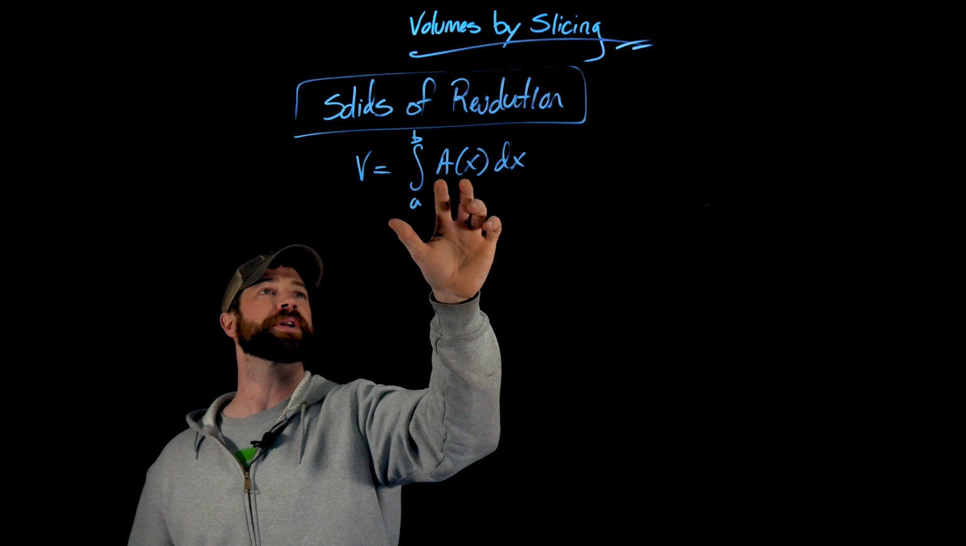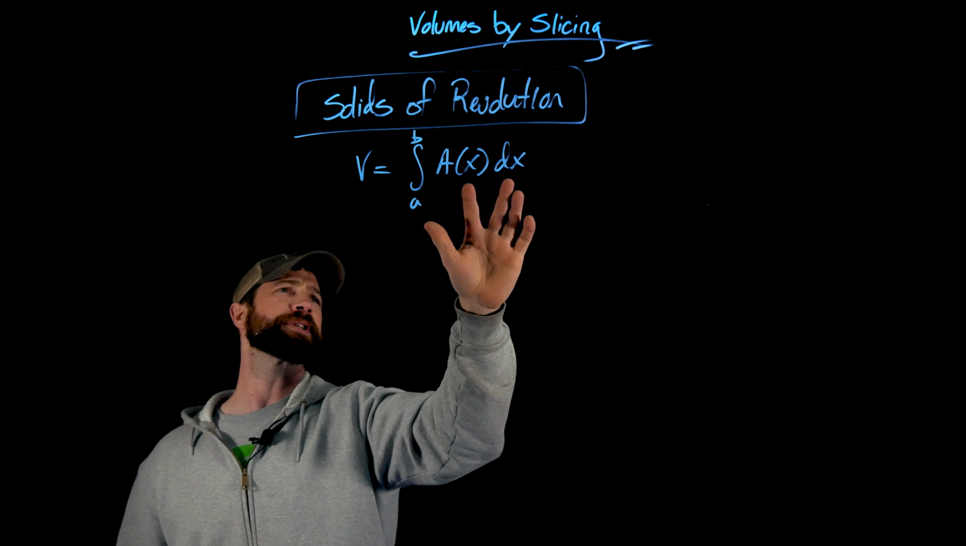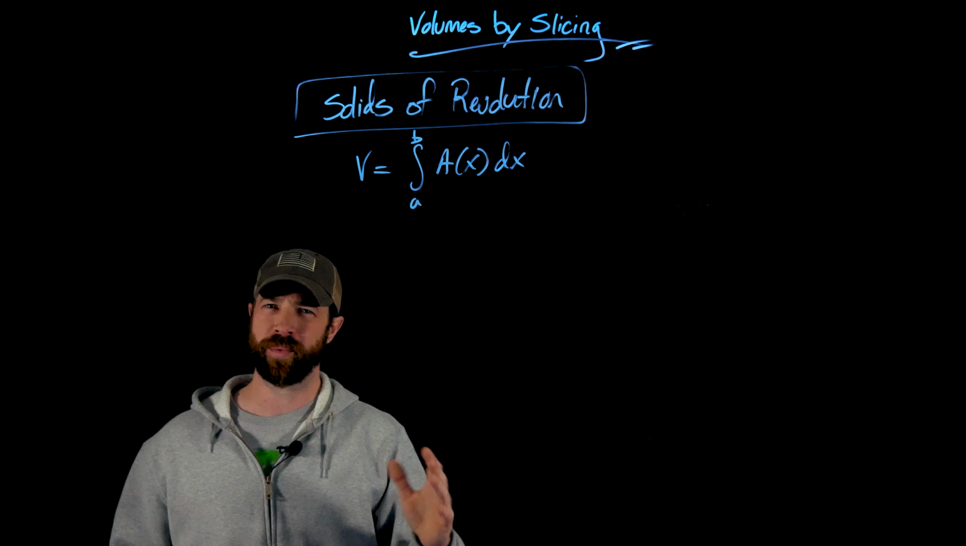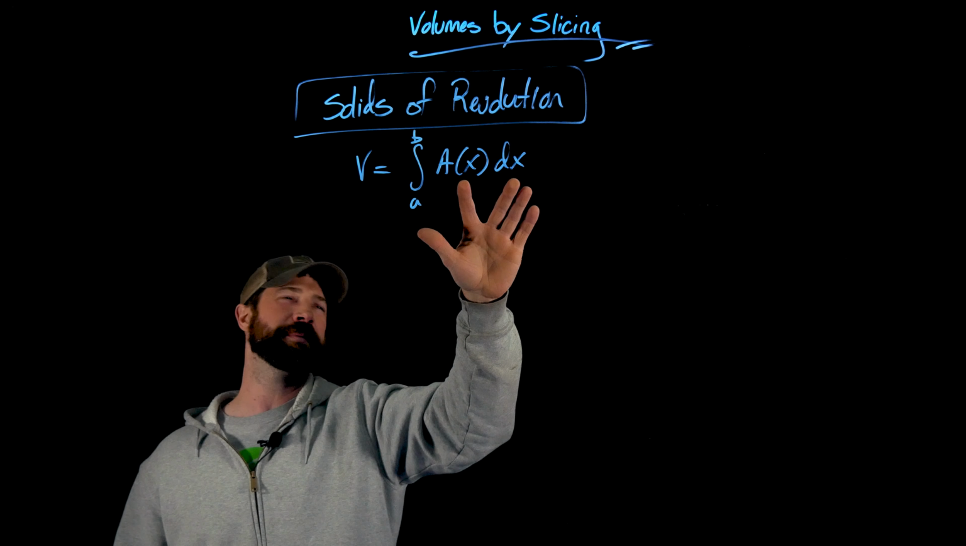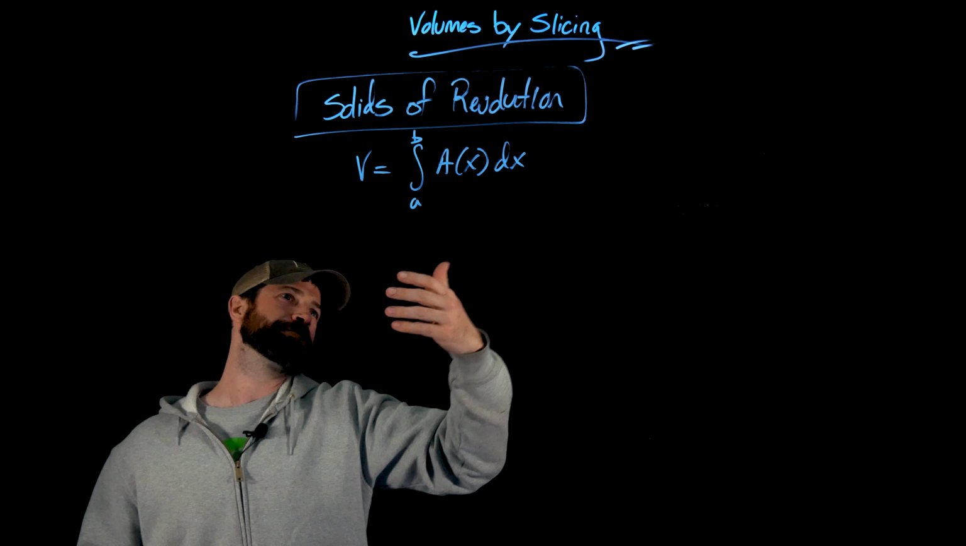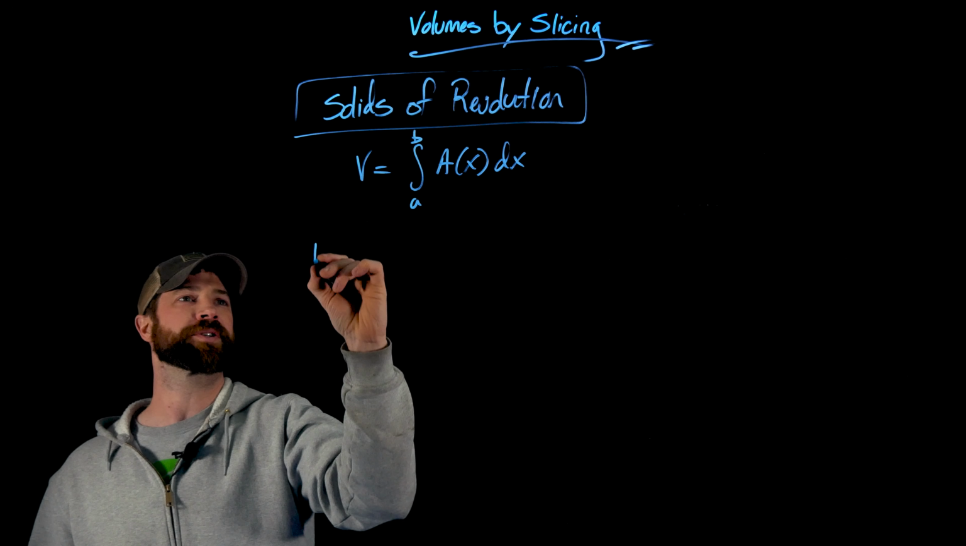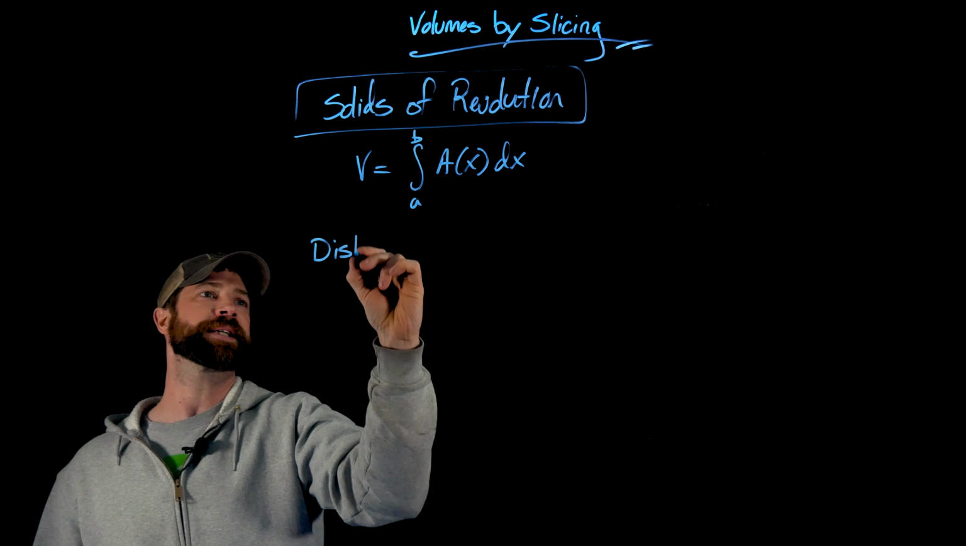A(x) is the cross-sectional area, integrated from a to b. I'm just using x in this case. Obviously, I've shown examples in this video of using y. So use any variables. It could even be something like theta or something else like that. But we have these two methods we've talked about, just to review.